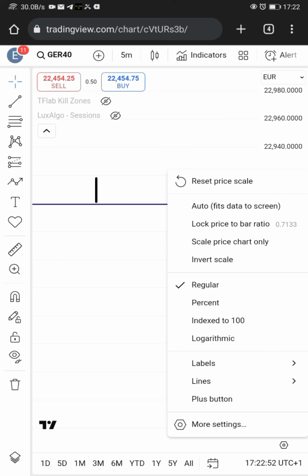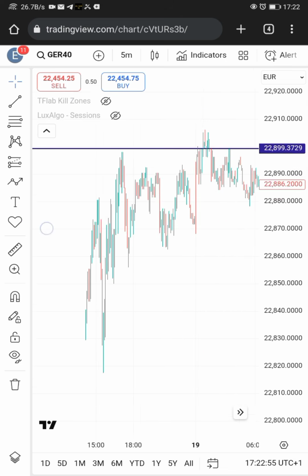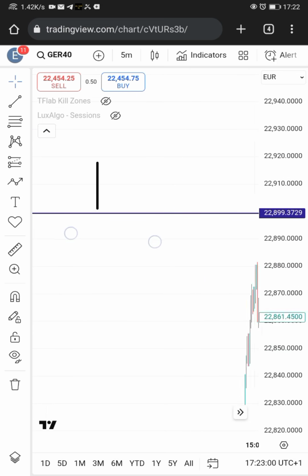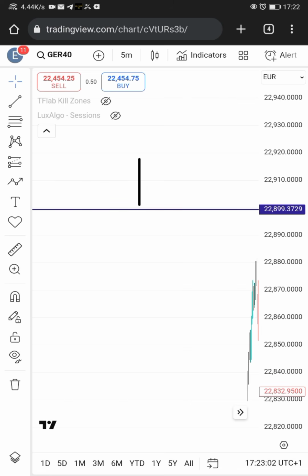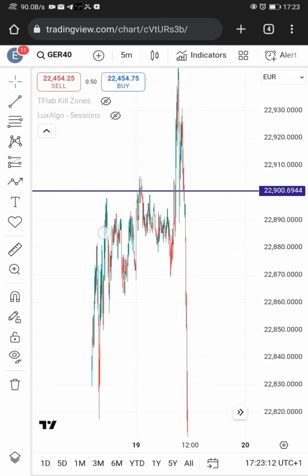The previous day, where it stopped. Where did I mark? Okay, look at where I marked right here. So this very line, this place right here, was where the previous day high stopped.